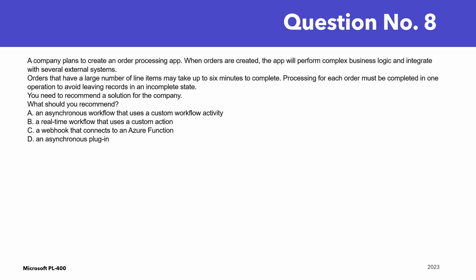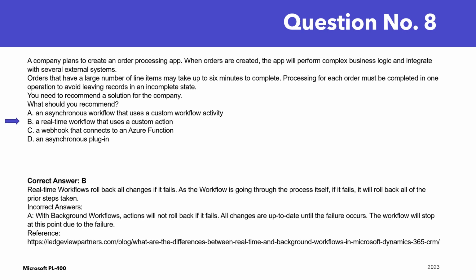What should you recommend? A. An asynchronous workflow that uses a custom workflow activity. B. A real-time workflow that uses a custom action. C. A webhook that connects to an Azure function. D. An asynchronous plugin. Correct answer, B.